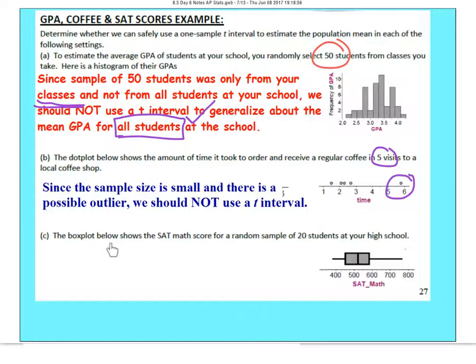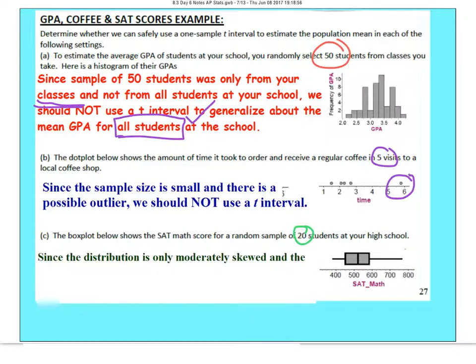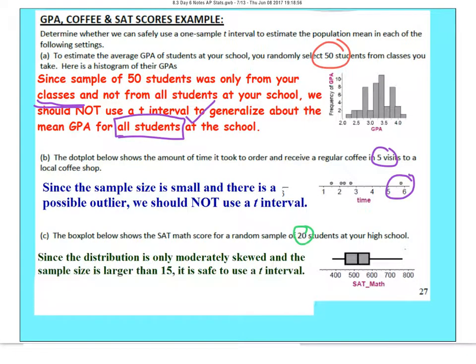Letter C. The box plot below shows the SAT math scores for a random sample of 20 students. So now we have 20 students here, which is in between our limit of 15 and 30, so we do need to graph it out. Now we're just looking for the real obvious skewness in here. When you look at this box plot, it looks like it might be slightly skewed to the right, but it's not that bad. What we can conclude here is since the distribution is only moderately skewed and the sample size is larger than 15, it should be safe to use the T interval in this case.